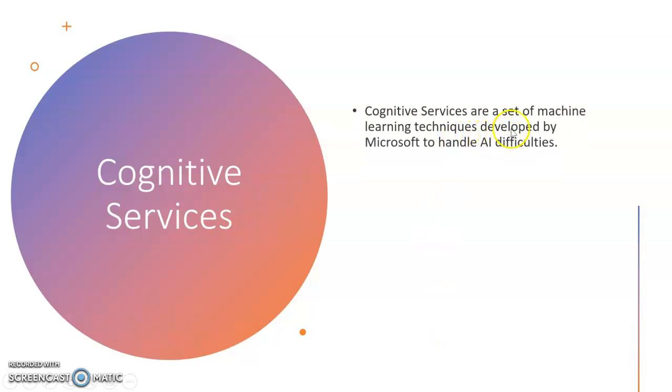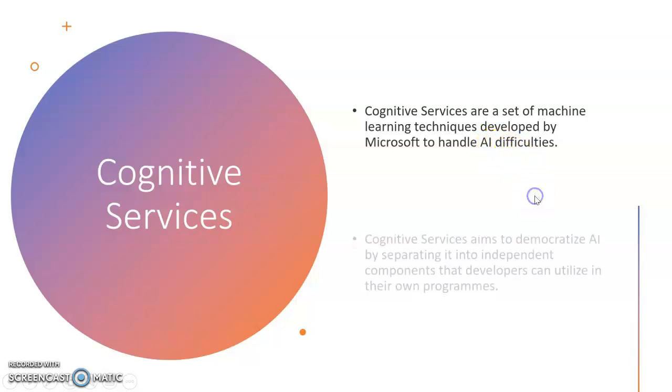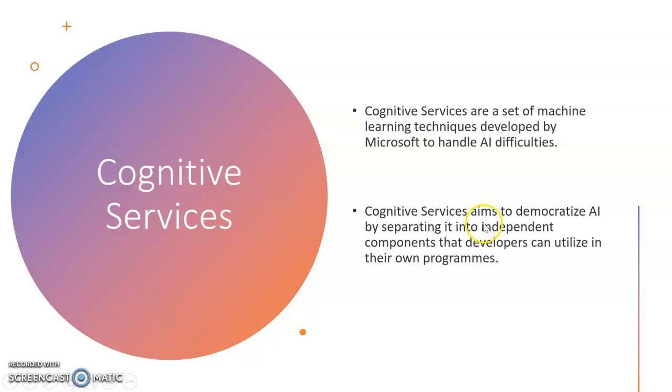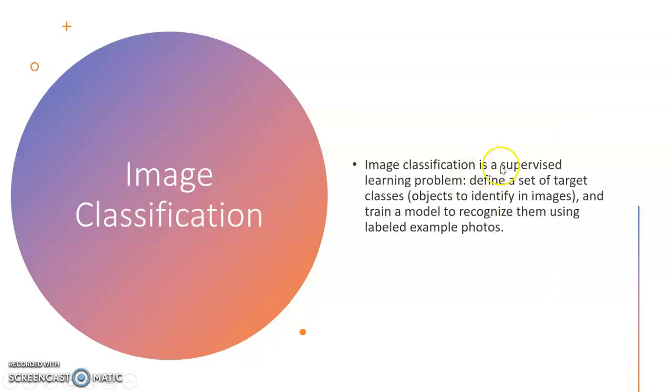So firstly, what are cognitive services and what do they provide? Cognitive services are a set of machine learning techniques developed by Microsoft Azure to handle artificial intelligence difficulties. Cognitive services aim to democratize AI by separating it into independent components which we as developers can utilize in our own programs. Cognitive services are usually of 5 types, which are vision, speech, language, knowledge, and search. However, for this assignment, we would be focusing on image classification.